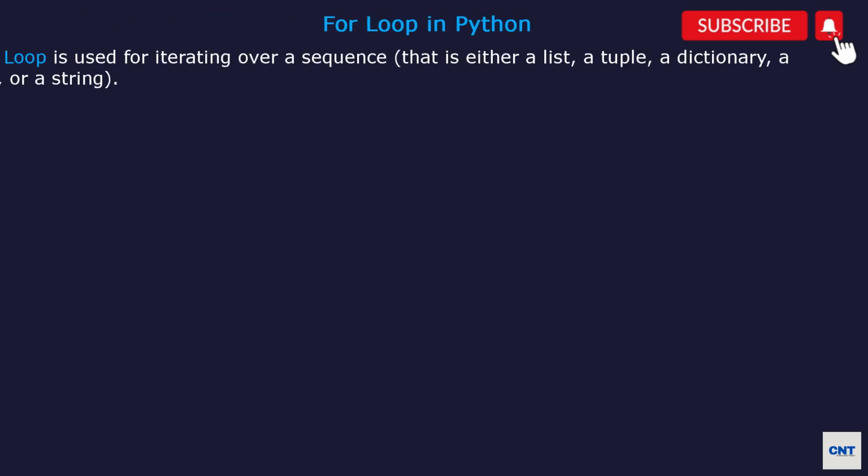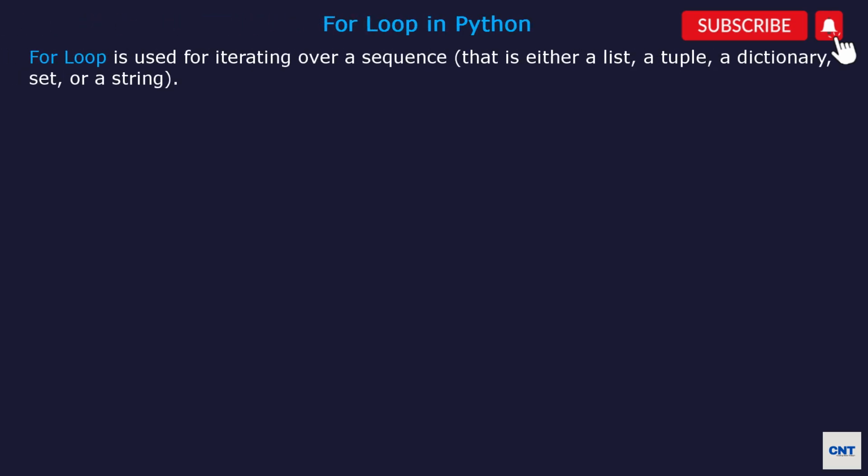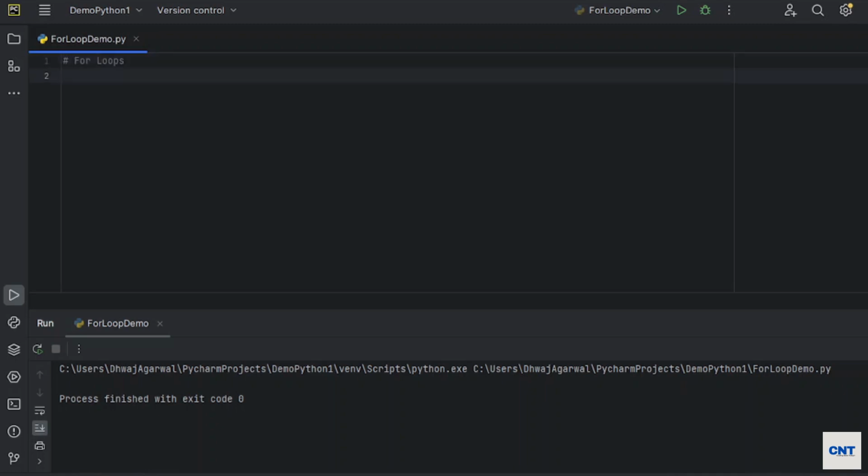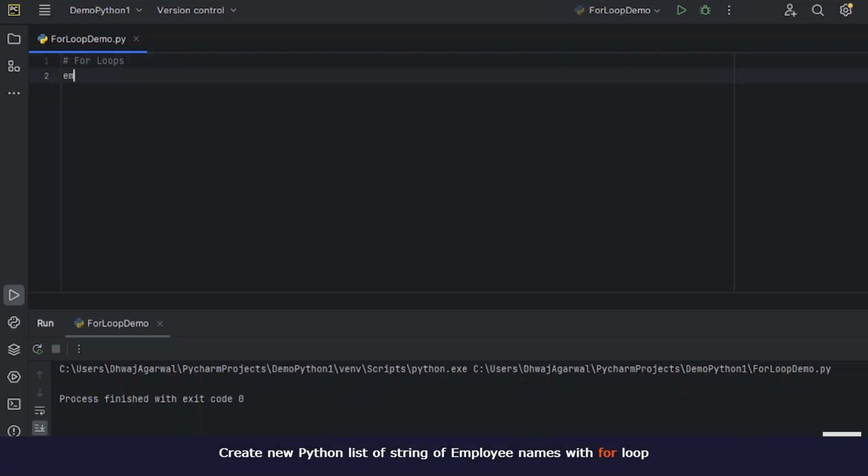Guys, in this video, we will see what is Python for loops. A for loop is used for iterating over a sequence that is either a list, a tuple, a dictionary, a set, or a string. Let's see with an example. For loop, let me take employees example list, right? This is a list. Let me execute this program.